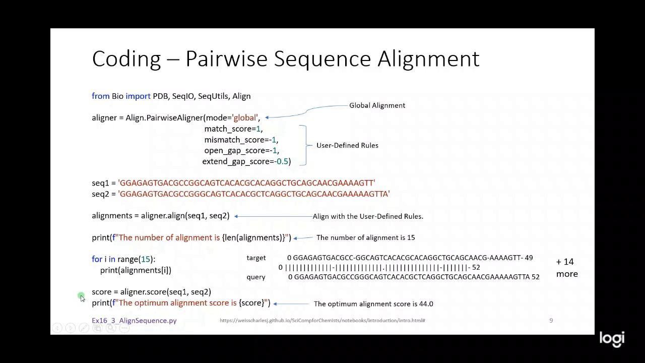Finally, we use the score function with the sequences to determine the best alignment score. In this example, the optimal alignment score for the two sequences is 44. This process allows us to compare genetic sequences effectively and find the best possible matches.